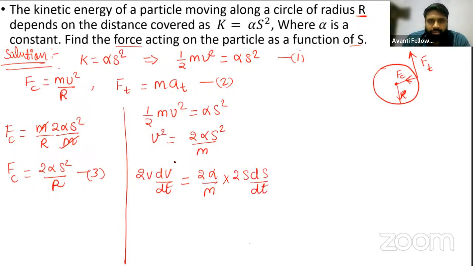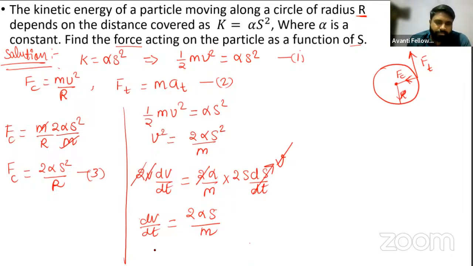Now this ds by dt will become v. The change of position with respect to time is velocity or speed. This v will cancel out this v, and this 2 will cancel out this 2. So dv by dt is equal to, what are we left with? 2 alpha s by m. This dv by dt is nothing but acceleration. So you have 2 alpha s by m.